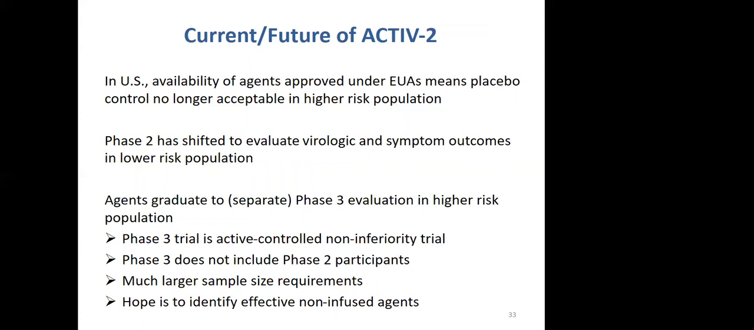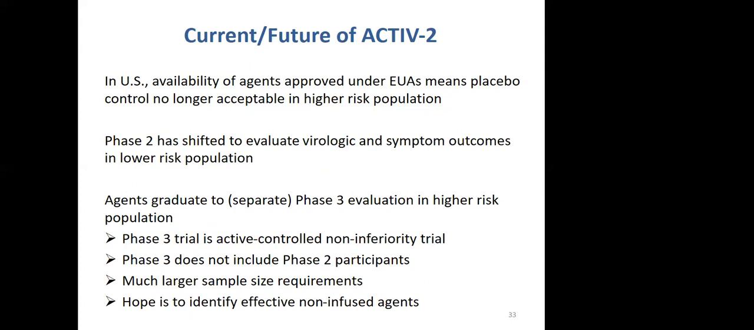So what's happened in this trial is phase 2 has now shifted to looking at virology and symptom outcomes in lower risk people, so people that aren't eligible under the emergency use authorizations for those agents. And the phase 3, however, is still continuing as a separate platform trial in a higher risk population. And that's now going to be active controlled and comes with all sorts of issues around doing an active controlled non-inferiority trial. So I'll stop there.